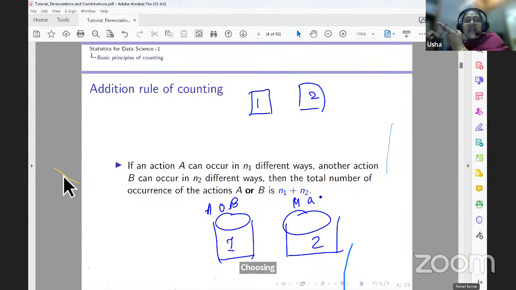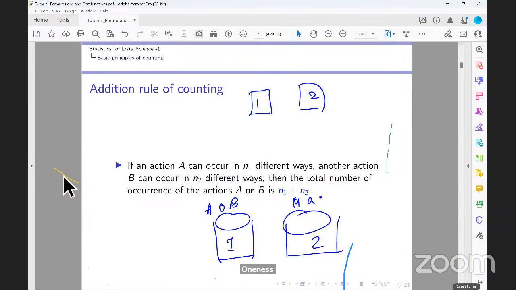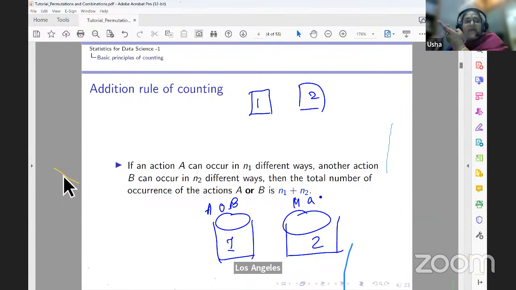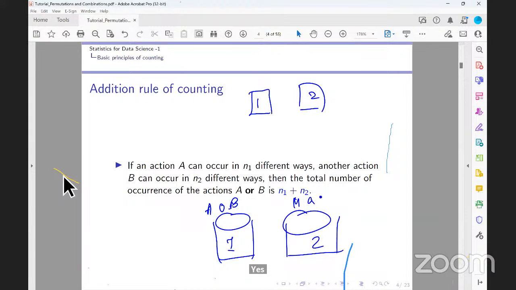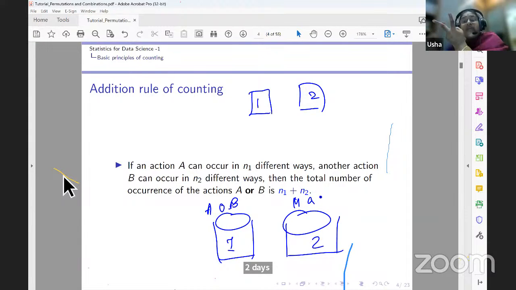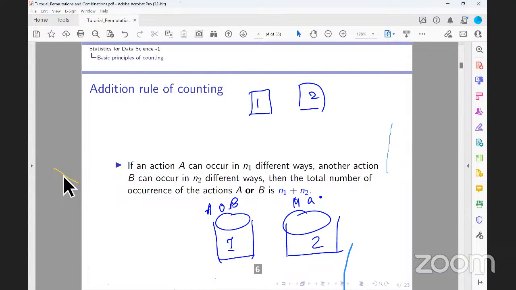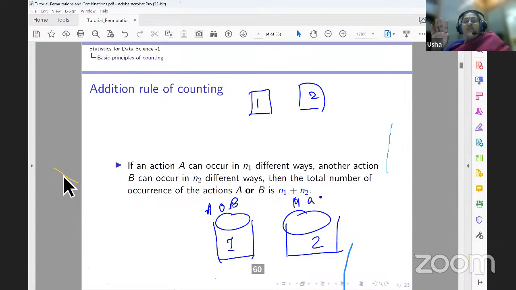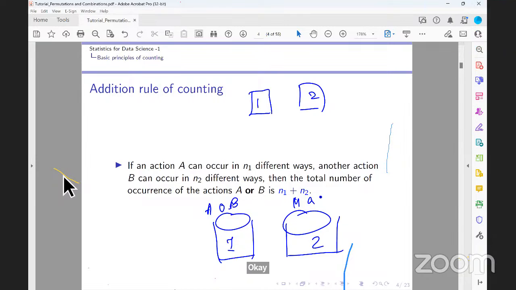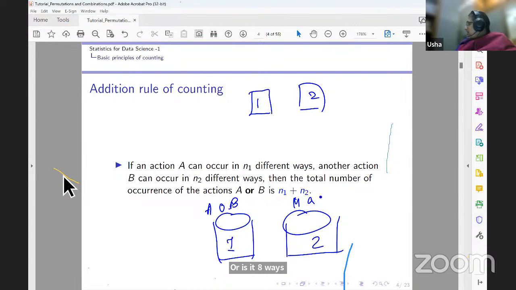One action is choosing a die. What is the first action? First, you are choosing a die. And how many ways can that happen? 2 ways. The second action is rolling the die. How many ways can that happen? 6 ways. So now what is the total number of ways that I choose and roll a die? Can it happen in 6 ways or is it 8 ways?